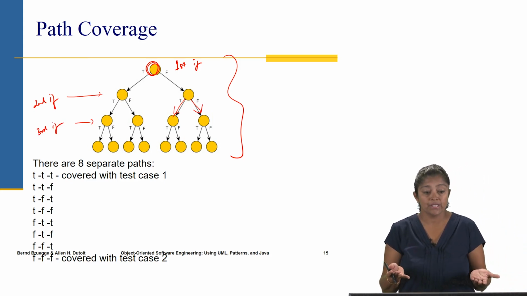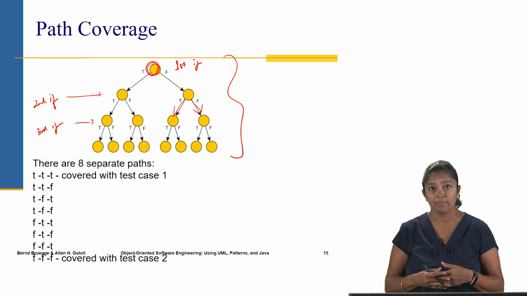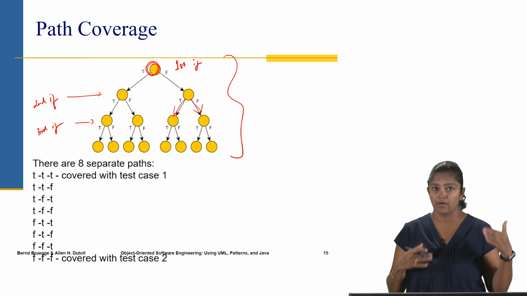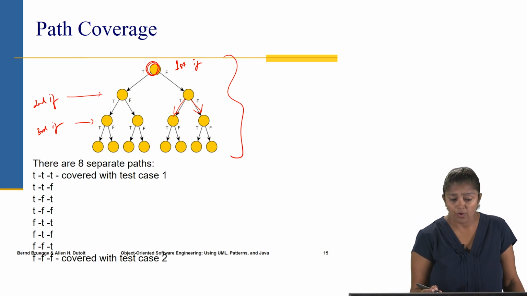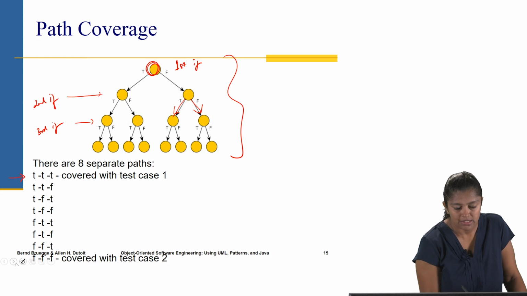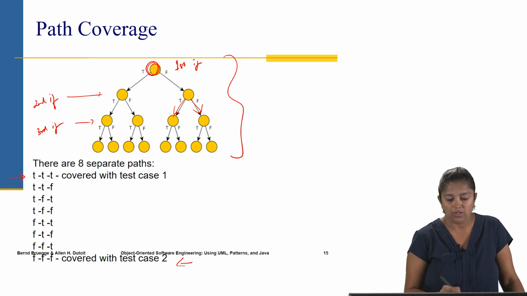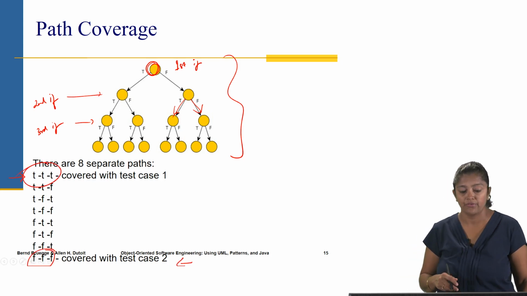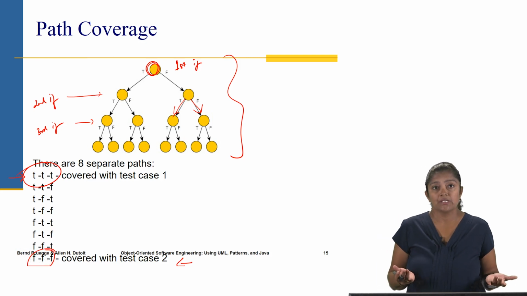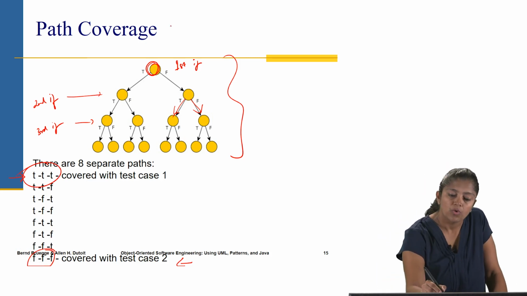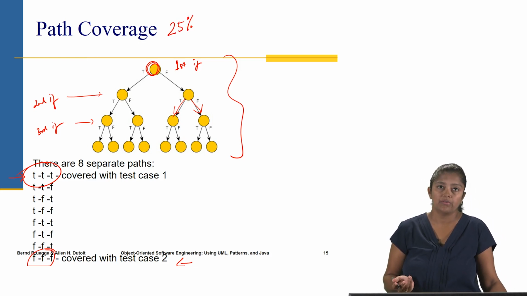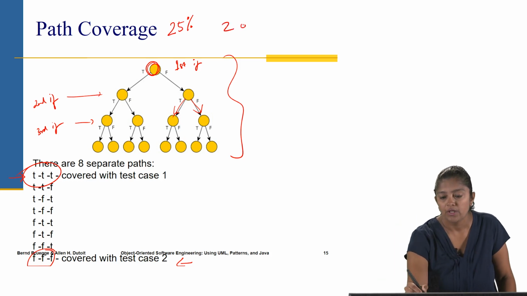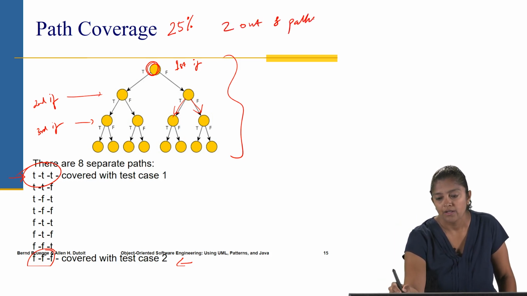So basically you see that there are 8 separate paths in that particular method we're looking at. So far we tested 2 test cases, the true, true, true case and the false, false, false case. Those are the only 2 test cases we have covered so far, which means in terms of path coverage, we have only 25% coverage, because we only covered 2 out of the 8 paths.